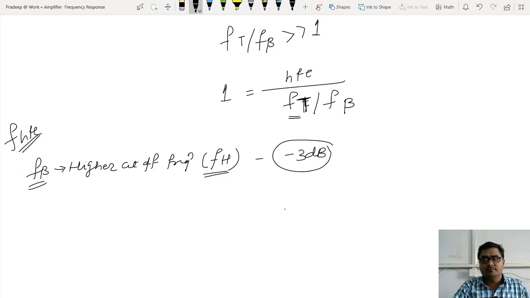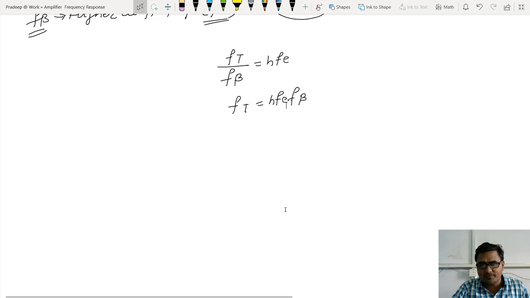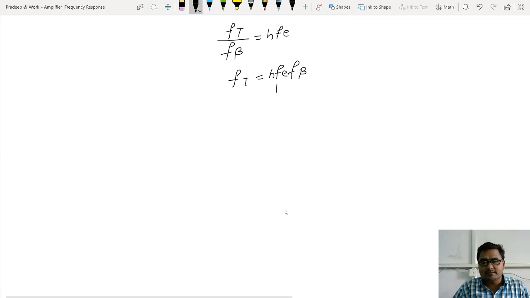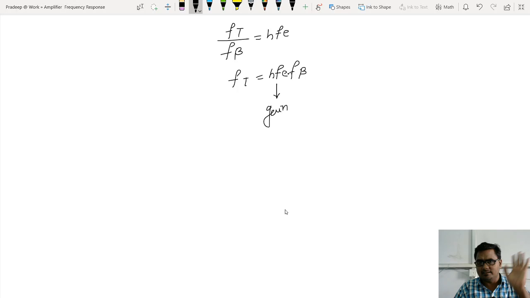Now from the above equation, I can write FT divided by f beta as HFE, so FT equals HFE multiplied by f beta. It means, look at the equation of FT, this HFE is nothing but gain. At higher frequency, current gain is equal to voltage gain. No matter. Higher cutoff frequency.